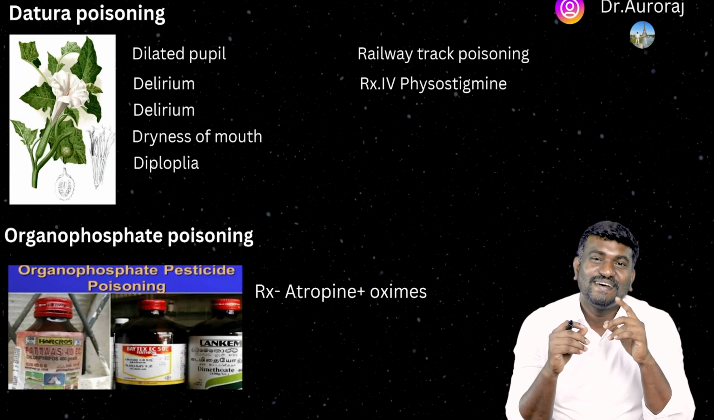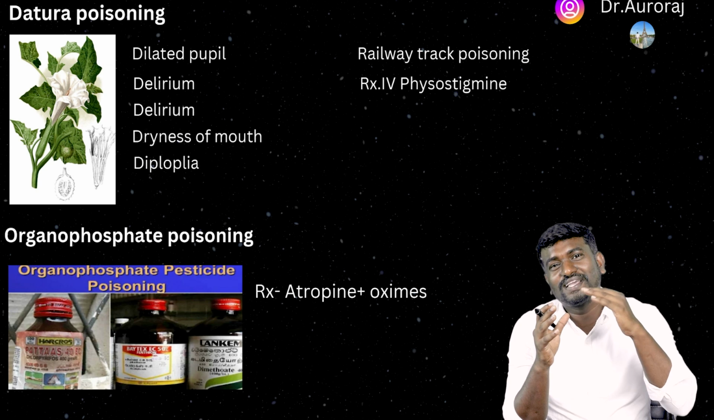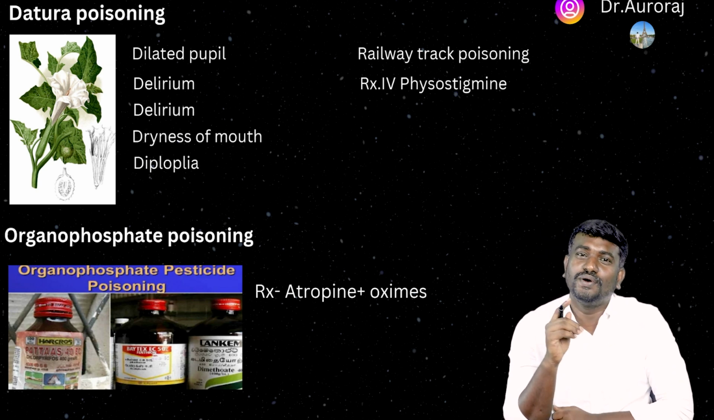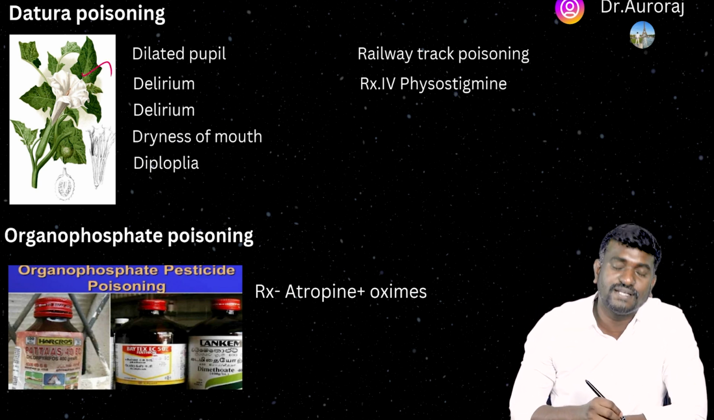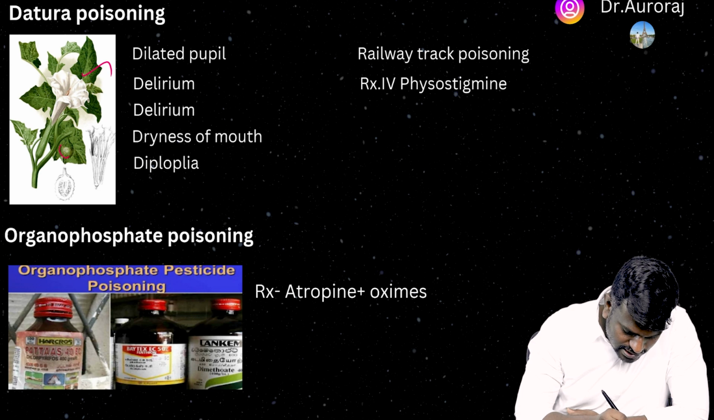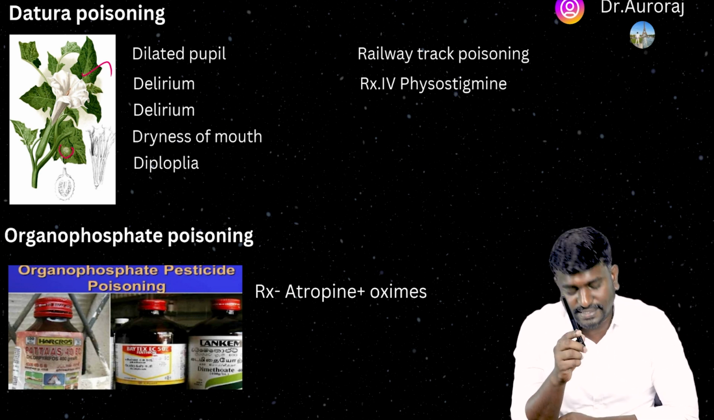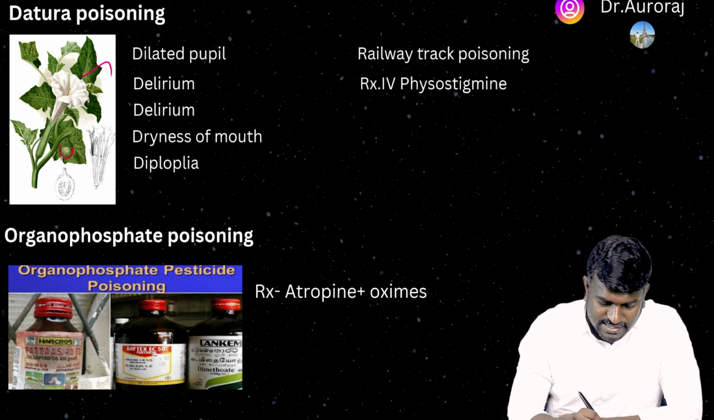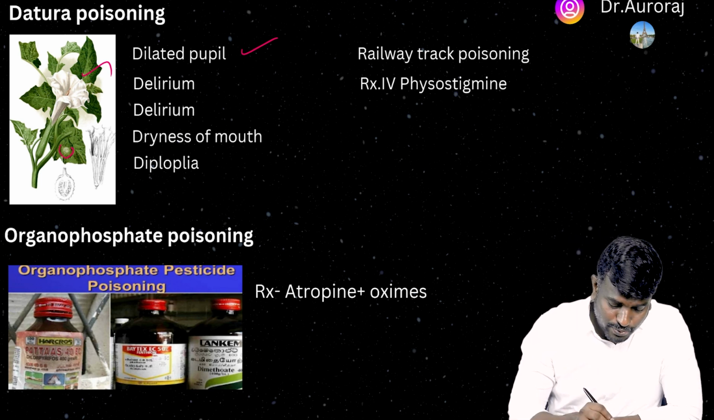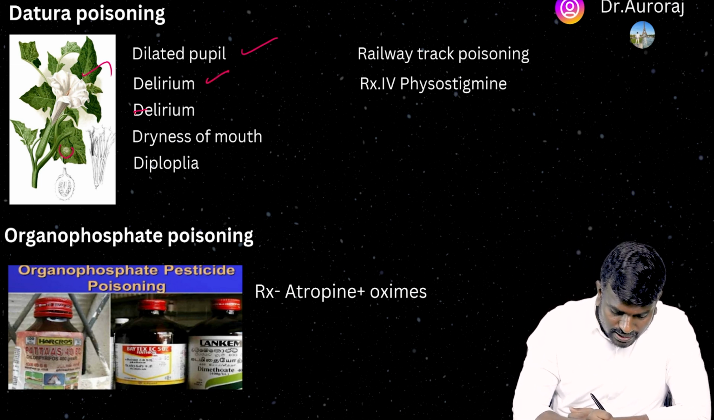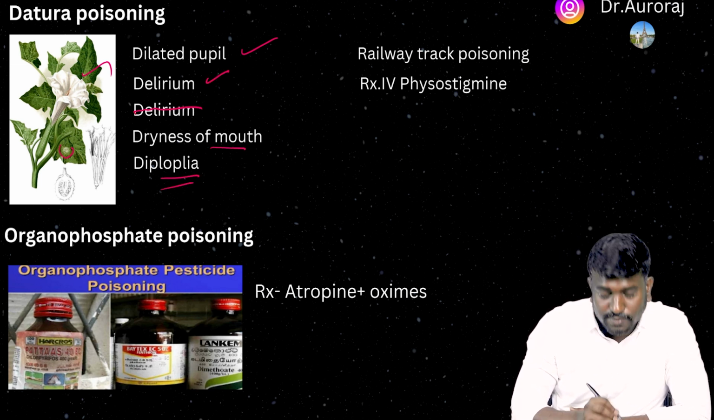Datura poisoning. Good. Most of the complications of Datura also likely start with D, but before that you are going to look at the plants carefully. This is the flower, and this fruit is going to have what? Apple thorns in it. Yes. Good. What are the complications, sir? The patient may have what? Dilated pupil, delirium. He may have what? Dryness of the mouth, and also diplopia.